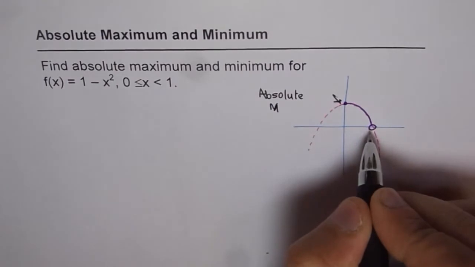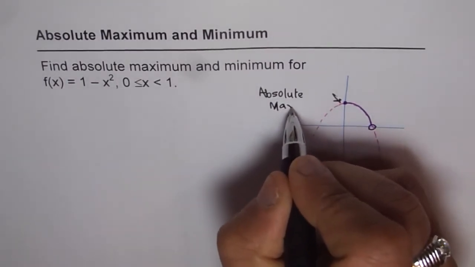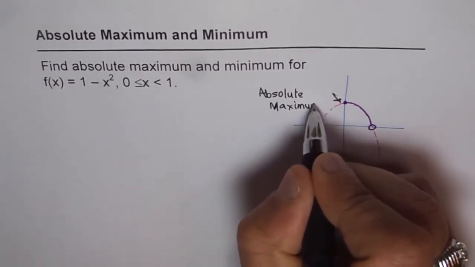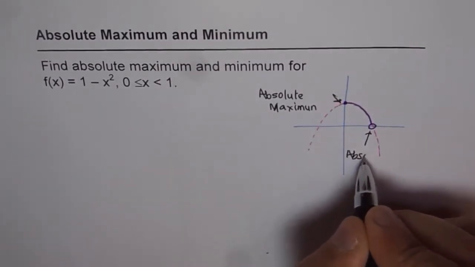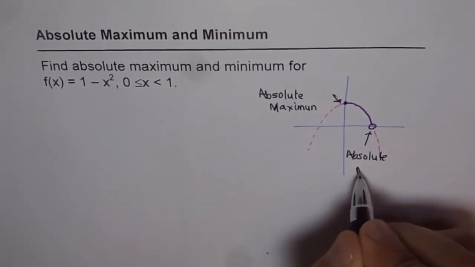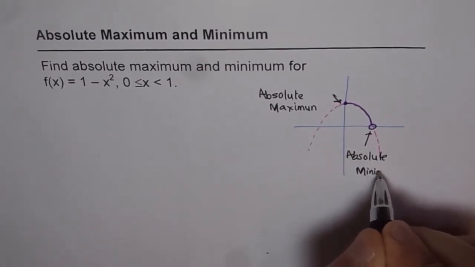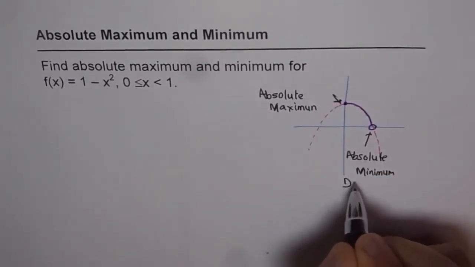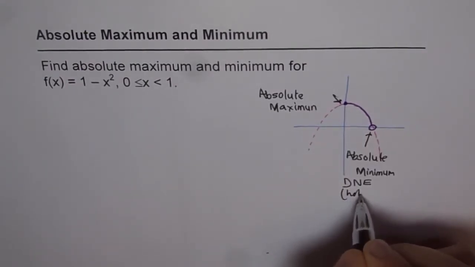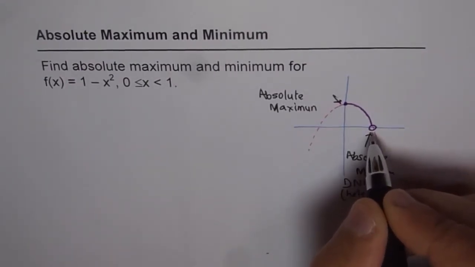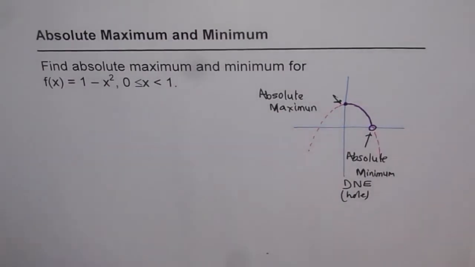That is the absolute maximum. So we have an absolute maximum here, but we don't have an absolute minimum. Do you see that? Why? Since this is a hole, right? So the absolute minimum does not exist since there is a hole here, right? You see a hole, right? So this point is not included. That is why we are considering this particular example in this particular case.